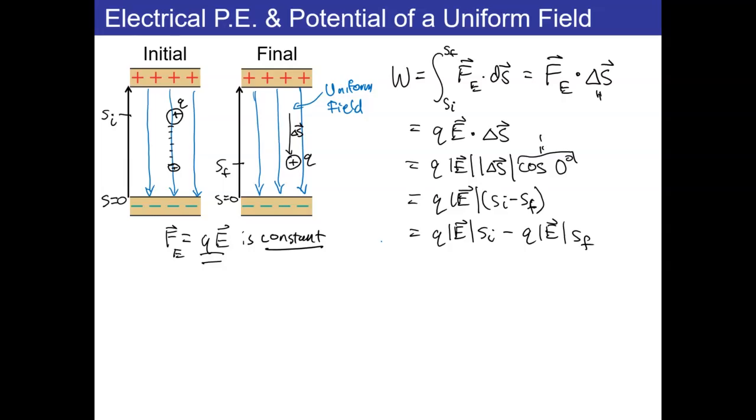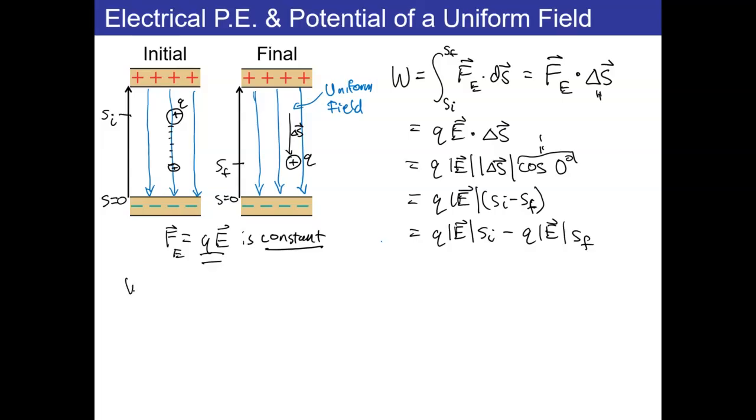So this then is the work that we have to do to move that particle from the initial position to the final position. However, what I really want to do is relate this to the potential energy. That's really what I want to calculate here, because potential energy is related to potential. So how do I relate this to potential energy?